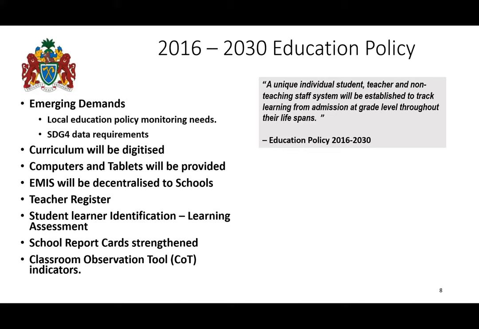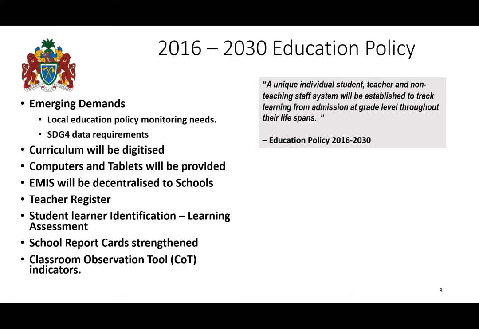Teacher registers have to be digitalized. Student learner identification and the learning assessment data have to be improved. In fact, we have a learning assessment policy. Then we have the school report card. These are things that have been mentioned in the policy, not in the form of EMIS. And then you have the classroom observation tool. So these are very important policy objectives that are going to be measured in this policy. And we have another specific one about unique ID, but we believe these are the ones that are really enabling the environment, and EMIS can benefit from them, or they can benefit from EMIS as a piggyback. And in addition to that, we have an internet program and then a TV program for the schools right now.